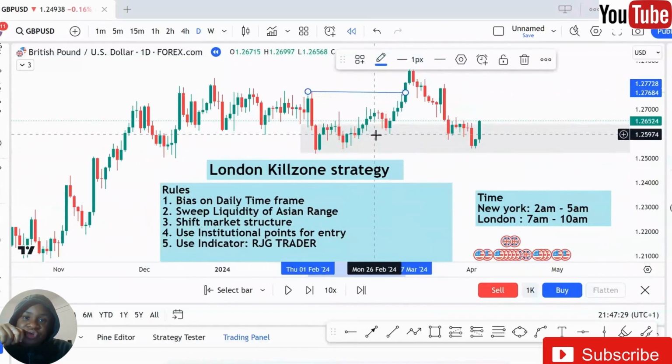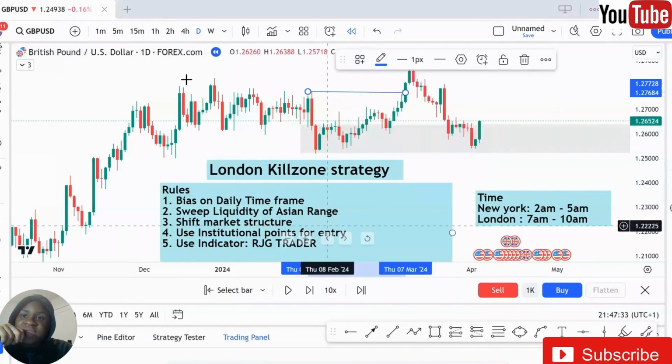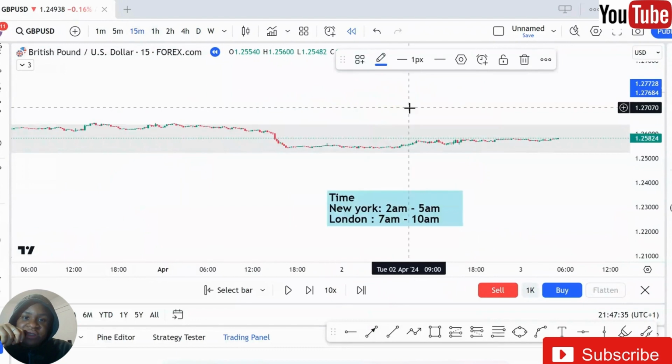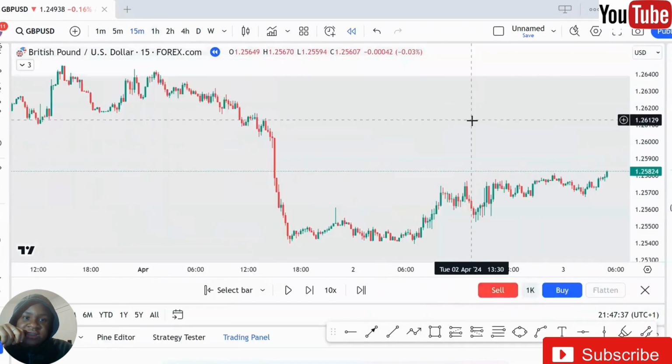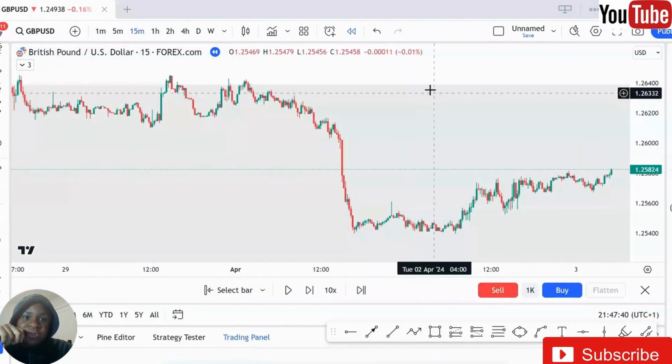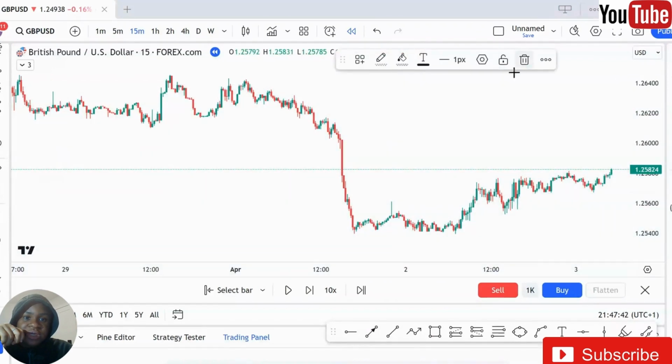There's a shift in market structure here. So you also be very careful around that area. Then I'll come down to my 5 minutes. On my 5 minutes chart, I'm looking for a bullish momentum. Let me delete this whole thing so I don't get you confused.